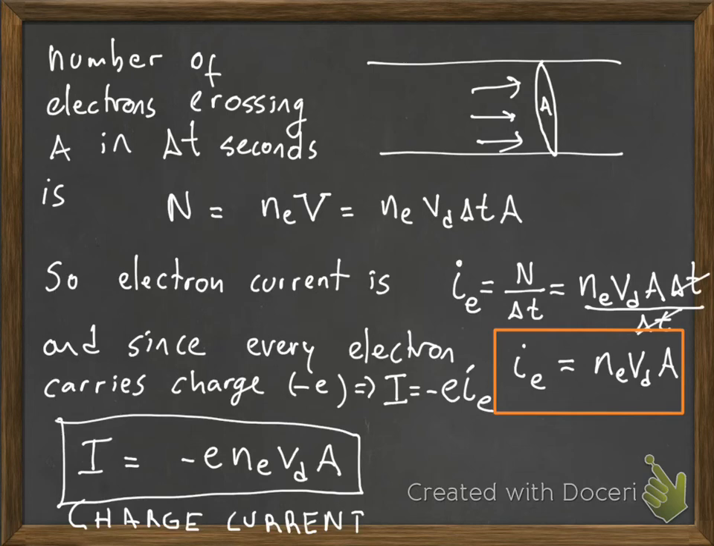We can also, in this equation, replace the value for the drift velocity that we obtained some minutes ago. Remember that the drift velocity was minus e over m times the electric field times tau. Putting all that together, the two minuses cancel, and rearranging things a little bit, we get that the charge current through the wire is n sub e, charge of an electron squared, times tau, divided by the mass of an electron, times the electric field, times the area of the wire.